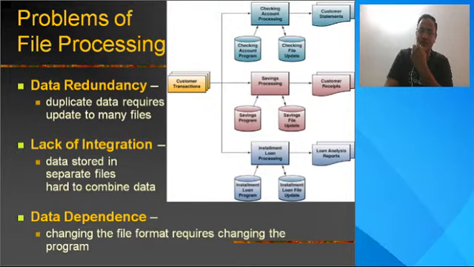Duplicate data requires updates to many files. Lack of integration means the data is stored in separate files, so it is hard to combine the data. As for data independence, changing the file format requires changing the program also. Here the program is dependent on the files and the files are dependent on the programs.